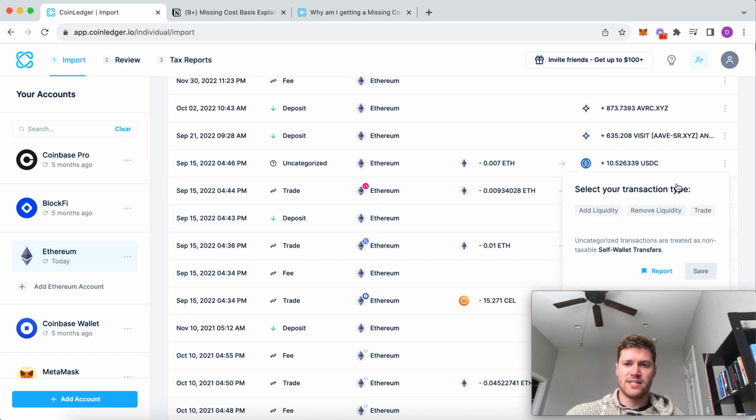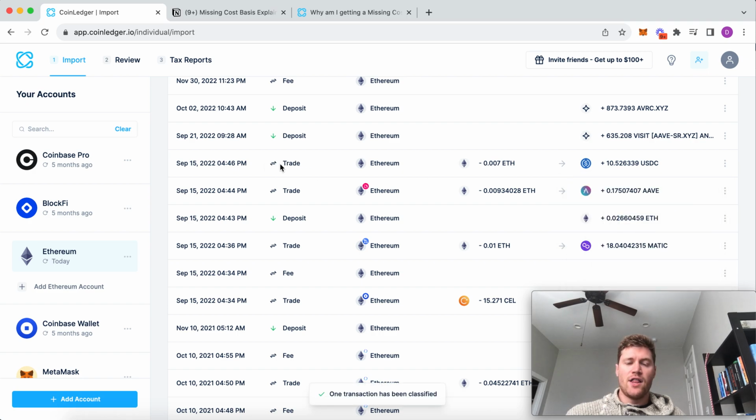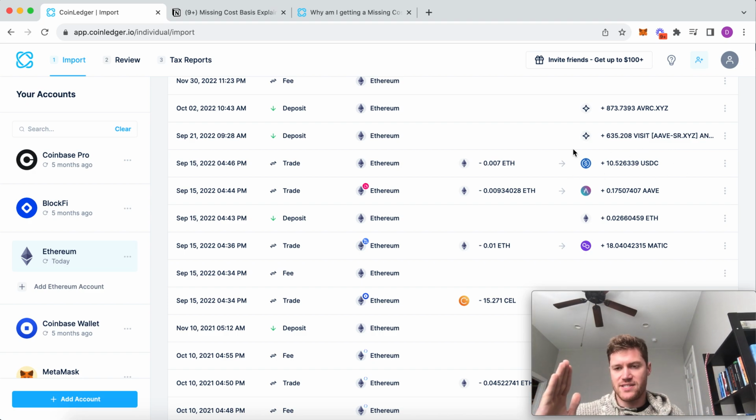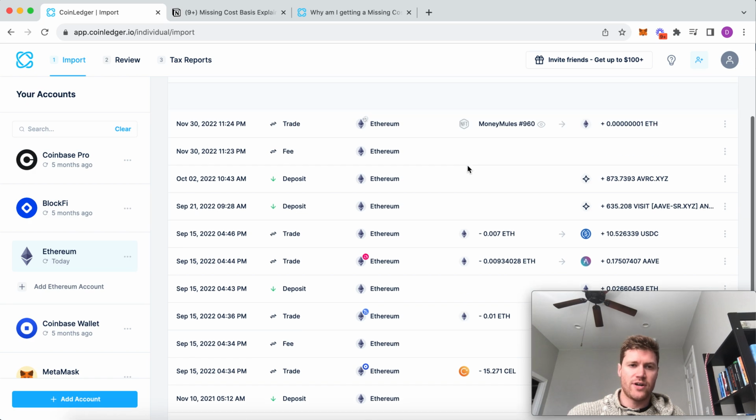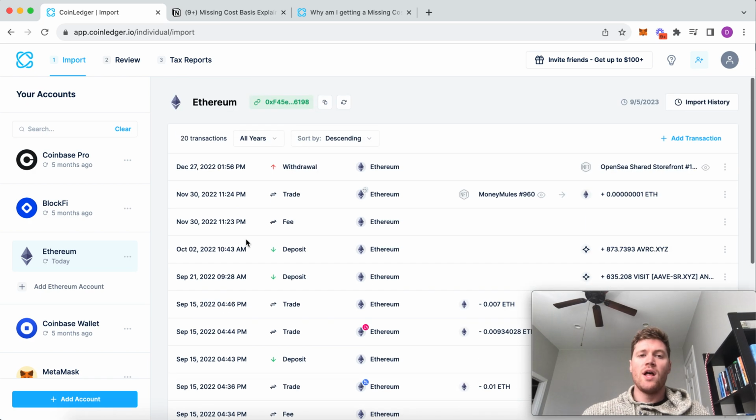So we're going to change the classification again and mark it as a trade. Now, this allows the cost basis to be set for this amount of USDC going forward. So when I dispose of the USDC, we now have a basis for it, and we will not get missing cost basis warnings for that transaction. So that's another common cause: uncategorized transactions. You should go and mark your uncategorized transactions when appropriate.